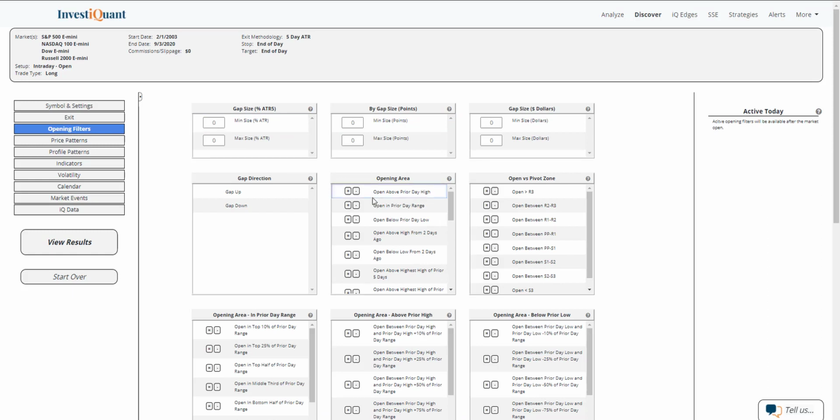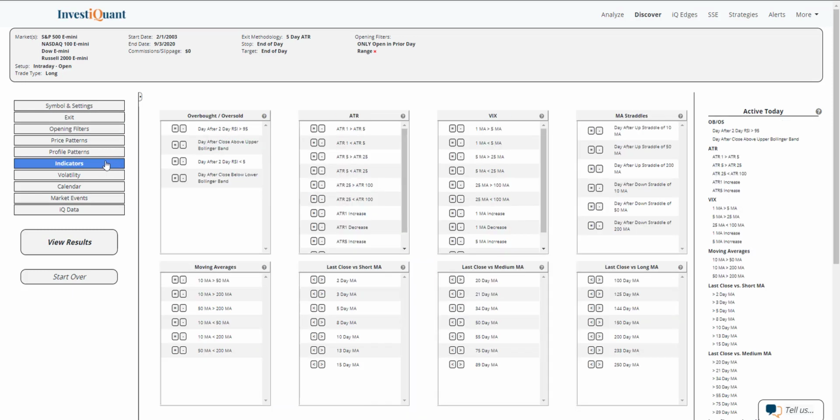Now, this bias alert is based upon opening in the prior day range, which is available in the opening filters section. So I come in here and I select equals next to open in prior day range after closing above the upper Bollinger Band when above the 200-day moving average. So that is true, assuming we open in the prior day range today. And if I come into the indicator section, I can build out the rest of this bias alert that is likely to be triggering today by going to the overbought, oversold section here at indicators, say day after, close above upper Bollinger Band and above a 200-day moving average. That completes the pattern, and now I can hit view results.